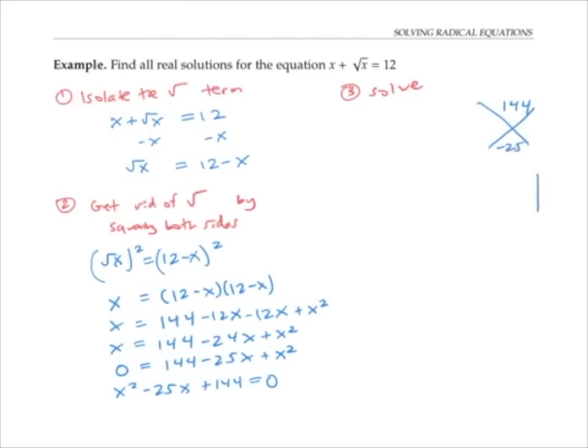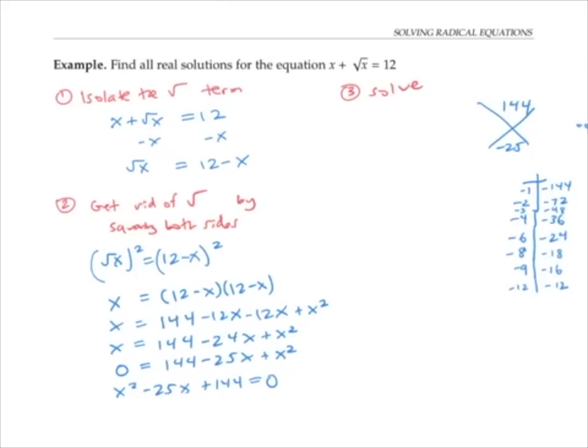Well, I know I'm going to need negative numbers to get to negative 25, and in fact I'll need two negative numbers so they still multiply to a positive number. So I'll start listing some factors of 144. I could have negative 1 and negative 144, negative 2 and negative 72, negative 4, negative 36, and so on. Once I've listed out the possible factors, it's not hard to find the two that add to negative 25, so that's negative 9 and negative 16.